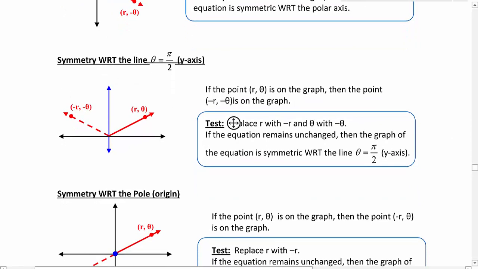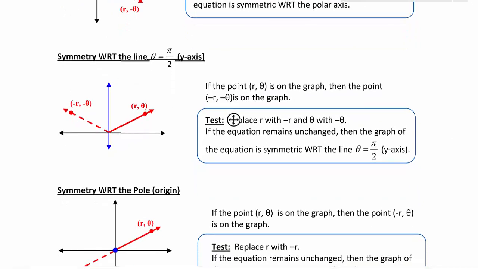The second type of symmetry is symmetry with respect to the line theta equals pi over 2. Remember, pi over 2 is straight up, so this is kind of the same as symmetric with respect to the y-axis. If the point r theta is on the graph, then the point negative r negative theta is also on the graph. Our test is to replace r with negative r and theta with negative theta. And then we're going to clean up the equation. If we get the original back, then the equation displays symmetry with respect to the line theta equals pi over 2.